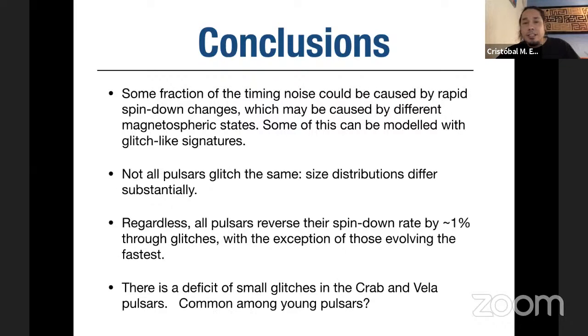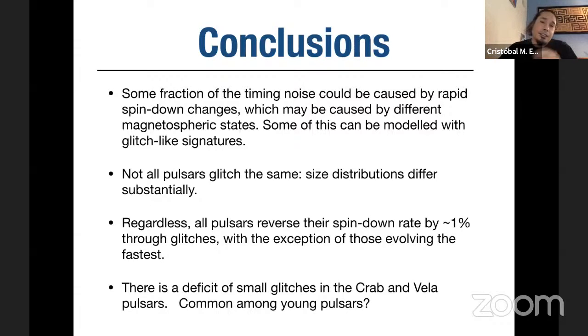Its activity is very low if you consider the spin down rate it has. It has a very high spin down rate and you would expect it to glitch a lot more, but it doesn't. And so in this case, it's harder to explain why there would not be that many small glitches. On that, I don't know.